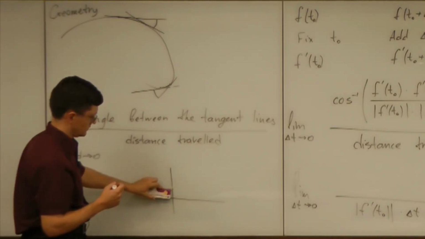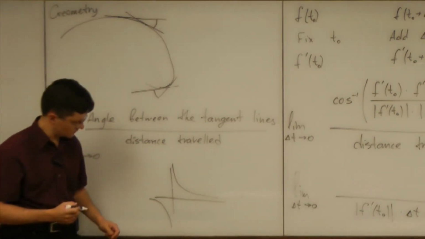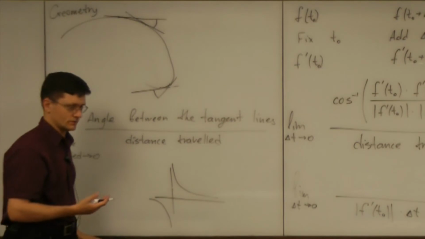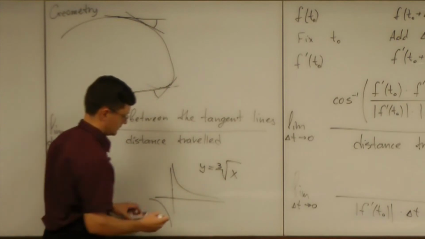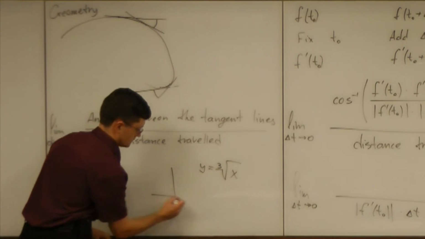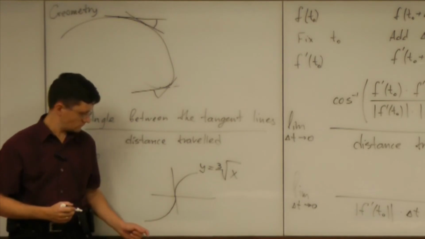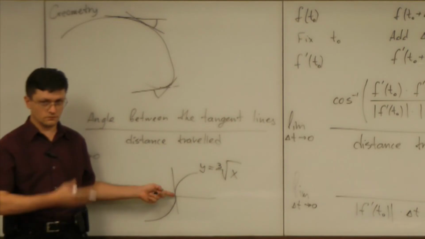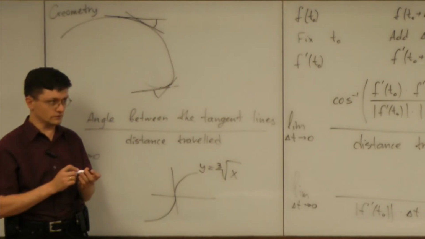1 over x. 1 over x is a good example. But at 0, the derivative, well, the function doesn't exist at all, right? So something like y equals cube root of x. Have you ever seen that function before? What kind of function is that? What's the derivative at 0? The tangent line is vertical. Algebraically, the derivative is infinity. The rate of change is infinite.